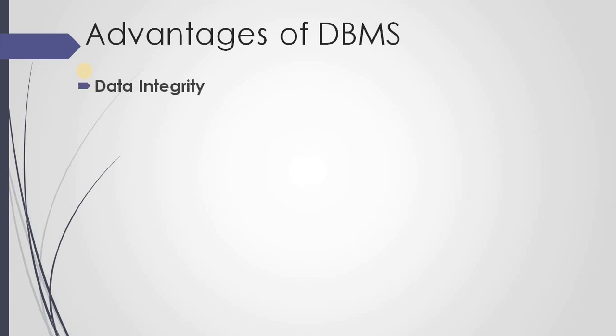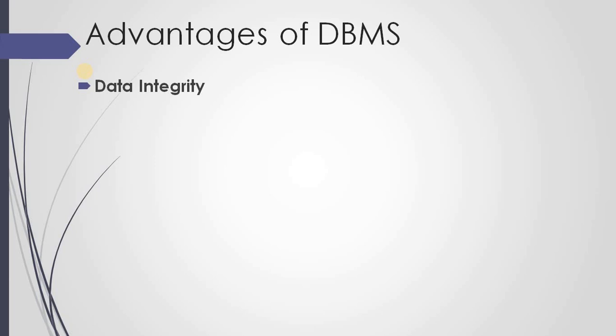Data integrity means at all the times the database should be accurate and consistent. For example, let's take a bank database. If there is a transaction from person A to person B, and if person A wants to transfer 500 rupees to person B, in that case, 500 rupees should be deducted from person A's account, and the same amount, which is 500, should be credited to person B's account. This means the database should be accurate and consistent at all the times.